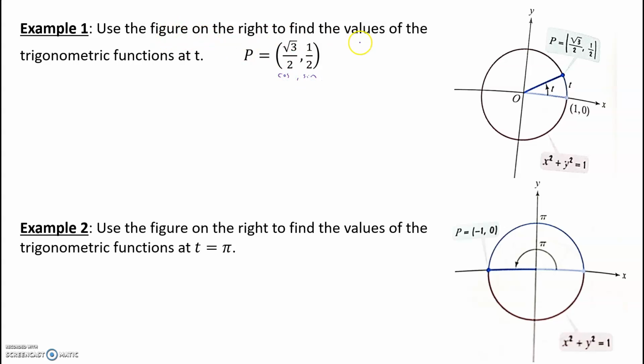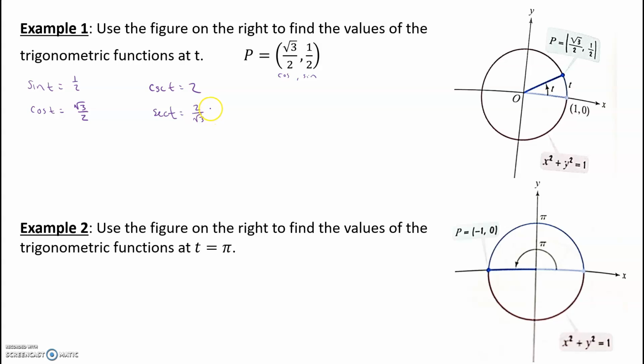So this is asking you for the value of the trigonometric functions. That means they want all of them. So we know sine of t is 1/2, which means we also know cosecant of t is 1/(1/2), or just flip it, 2. We know cosine of t is square root of 3/2, which means we know secant of t, just flip it, 2/square root of 3, or square root of 3.